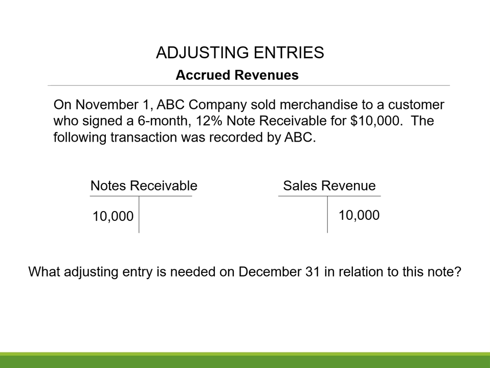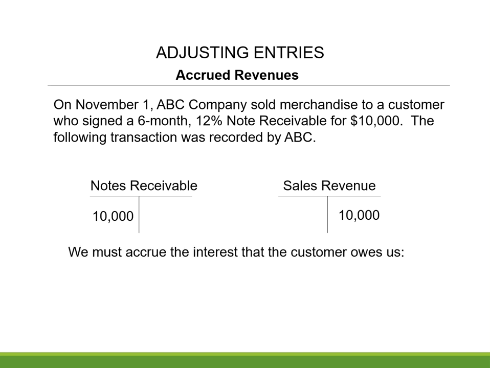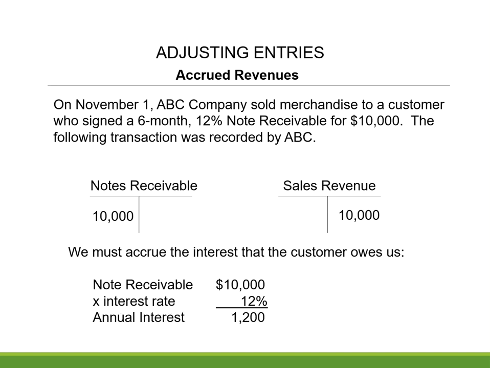Well, the customer hasn't paid us, so we don't have to record that. However, since the customer is going to wait 6 months to pay us, and we signed a note receivable, we have to accrue interest earned on that note. Okay, so the customer owes us the $10,000 and the interest rate is 12%. That is an annual interest rate. So when we multiply that, we get $1,200, but that represents 1 year's worth of interest.